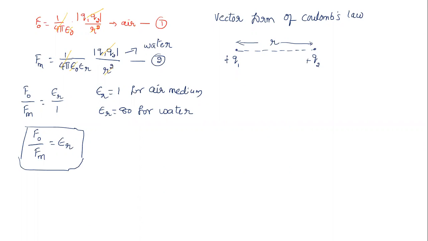So Q1 is going to exert a force on Q2. Since Q2 is set free, this Q2 is going to move in this direction. So this I'm going to write as force on second charge due to first charge. Here F21 indicates the force on Q2 due to Q1. So what is F21 now?